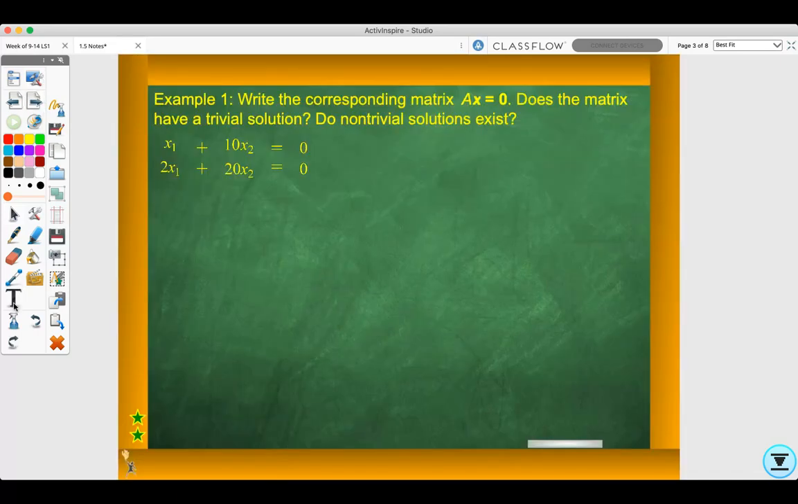Let's look at example 1. Write the corresponding matrix AX equals 0. Does the matrix have a trivial solution? Do non-trivial solutions exist? So the first thing we're going to do is rewrite this matrix in the form 1, 2, 10, 20 times x1, x2 equals 0, 0.